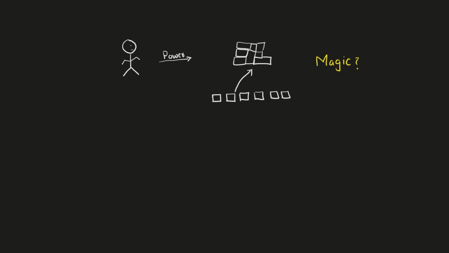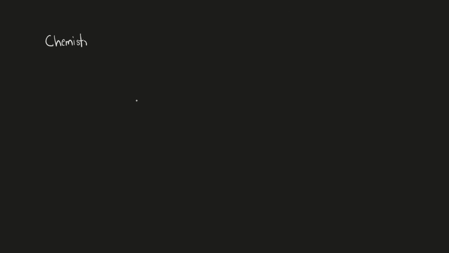Imagine you are a molecular architect and you have the power to build complex structures from small pieces. Sounds like magic? Well, in the world of chemistry, this magic is real and it is called the Grignard reaction.